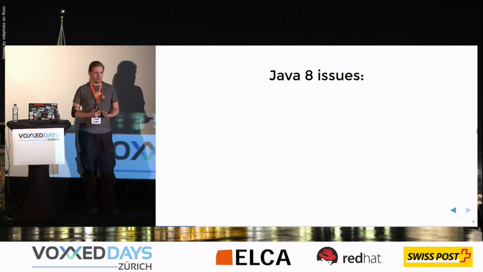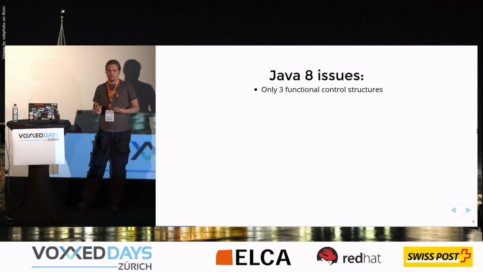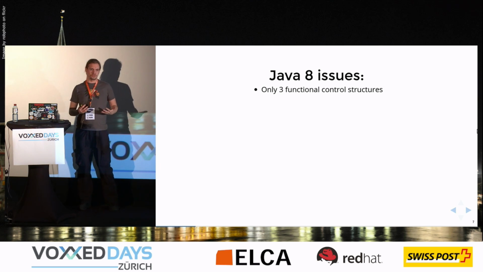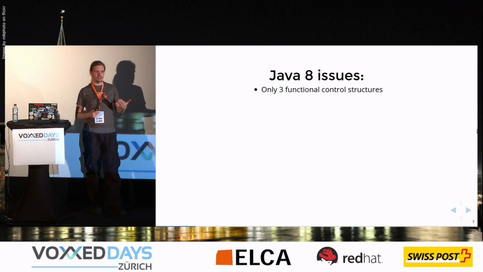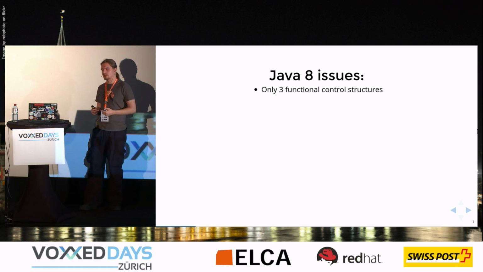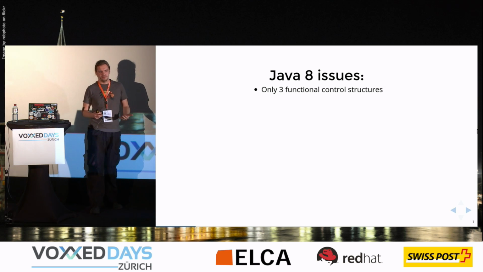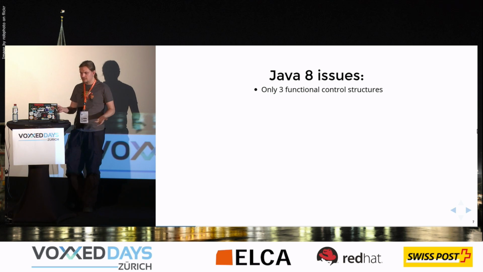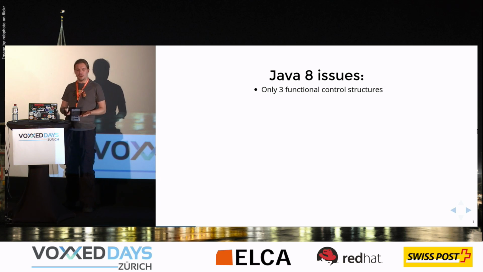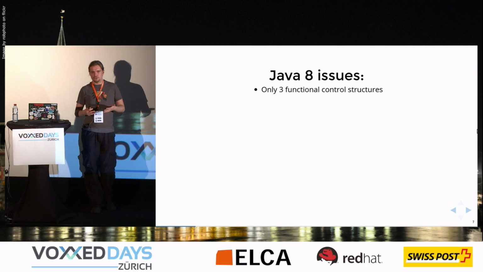After some time, people started noticing things. First, why only three functional control structures? When I say functional control structures, I mean stuff like Optional, Stream, Future, CompletableFuture, because tools like Scala have much more: Try, Either, Validation, Lazy, and some other stuff. Why not bring this stuff to Java too, if you are bringing some functional tools already?